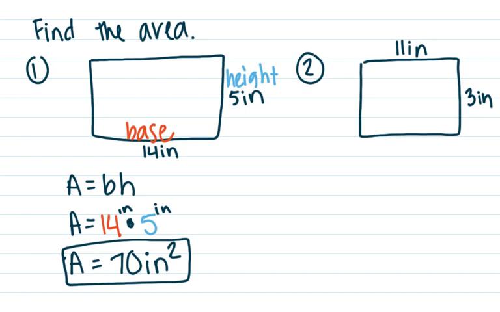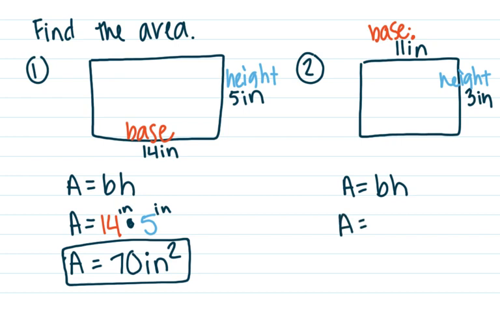Let's take a look at number 2. This time they have my base written up here. Your base is the top or the bottom, so make sure you don't get tricked by that. And on the side here, they gave us our height. Again, write your area formula. We're going to be learning the area of a lot of different shapes, so get into the habit of writing your area formula down. So area equals base times height.